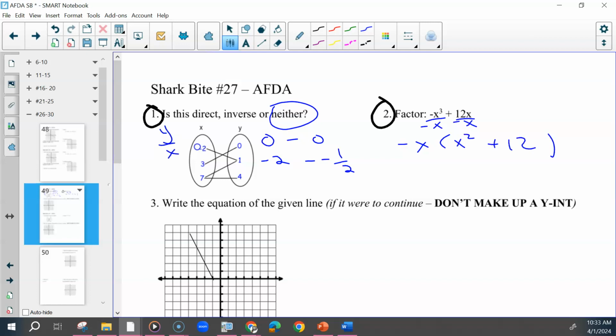And then I have 2 terms left, so I can either use GCF again or difference of squares. Is 12 a perfect square? No. So then, can't use that. Can I divide anything else out of these 2? No. So this is your final answer. Questions?